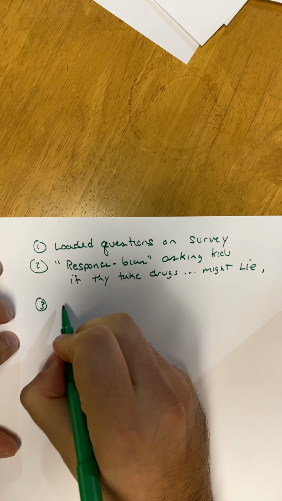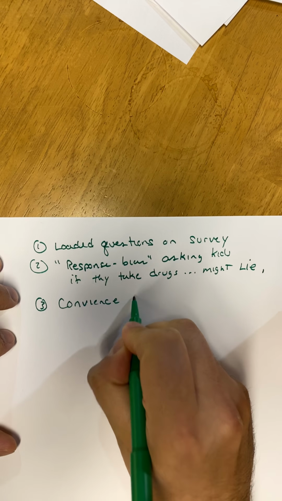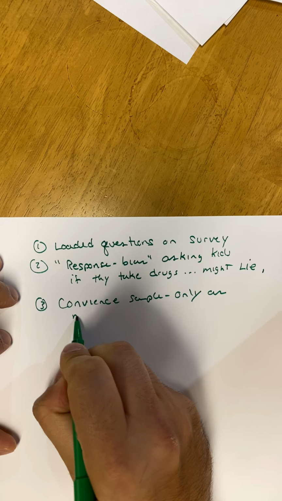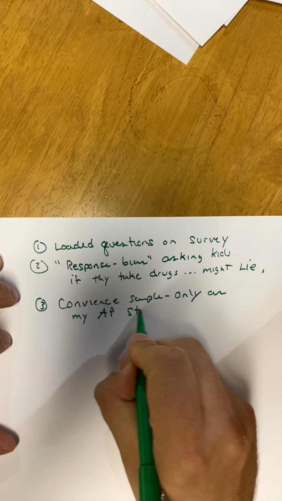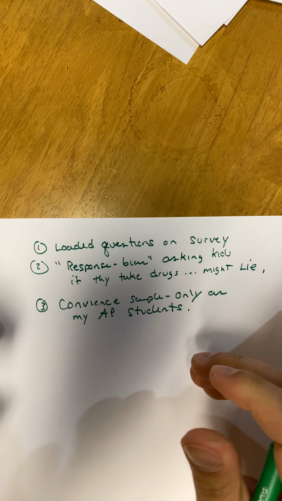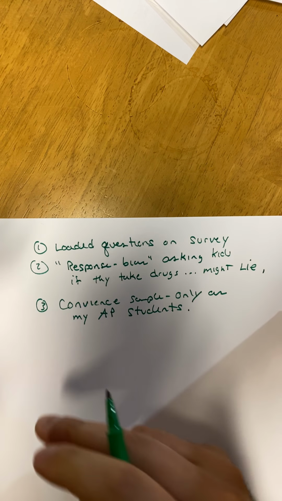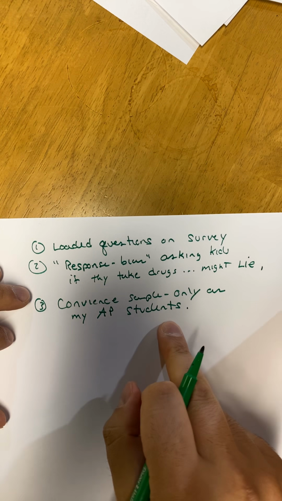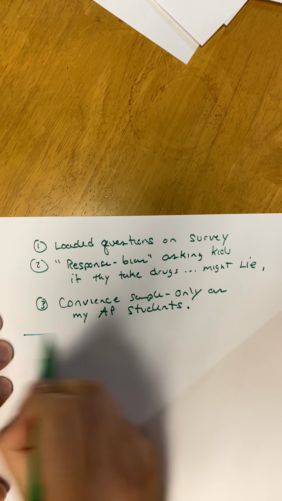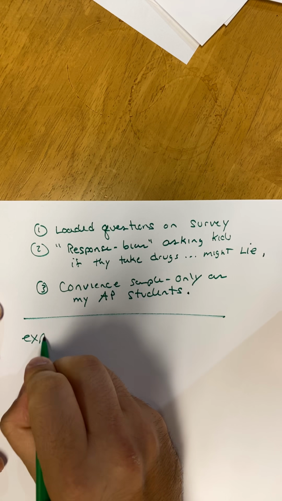Or you just have a bad sample, like something called a convenience sample, where I could only ask my AP students, or only ask the athletes about some sort of school topic. Well, that's lazy. You should want to sample everybody. Okay, so that's that. Now we're going to talk about experiments.